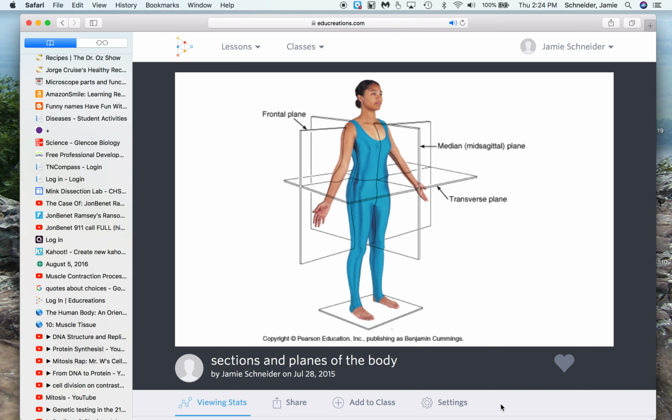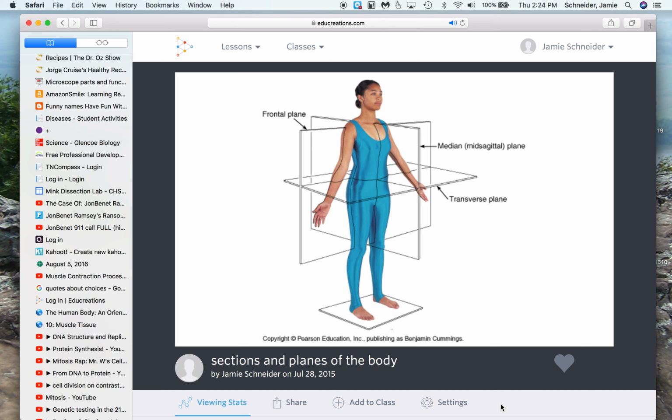Let's go to the next section or plane, and that is transverse, shown here. A transverse section gives you a superior and inferior portion of an organ or a body. So when you divide it, you have a top and a bottom. The transverse plane is also called a cross-sectional plane or a horizontal plane.